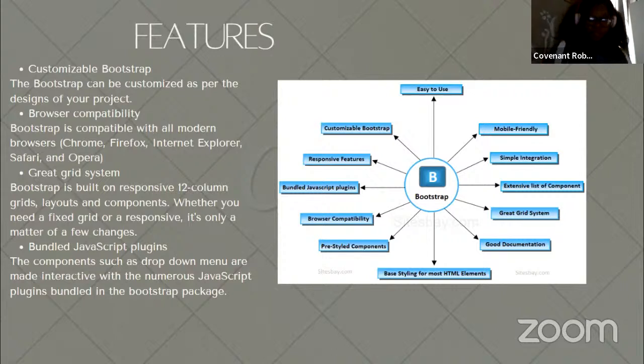Bootstrap has a great grid system. It is built on a responsive 12-column grid layout and components. Whether you need a fixed grid or a responsive one, all you just have to do is effect a few changes. It also has bundled JavaScript plugins. The components such as drop-down menus are made interactive with the numerous JavaScript plugins bundled in the Bootstrap package.